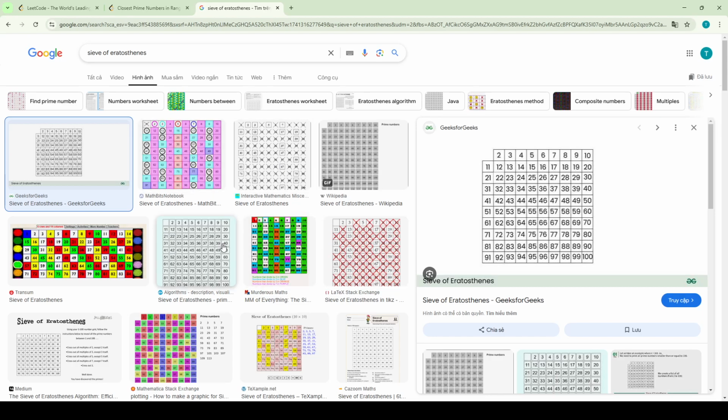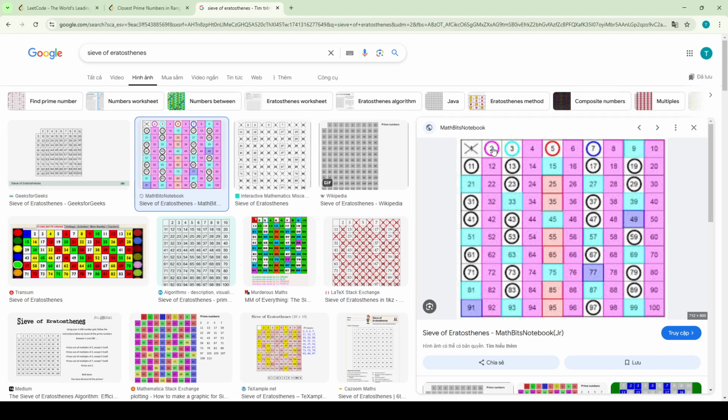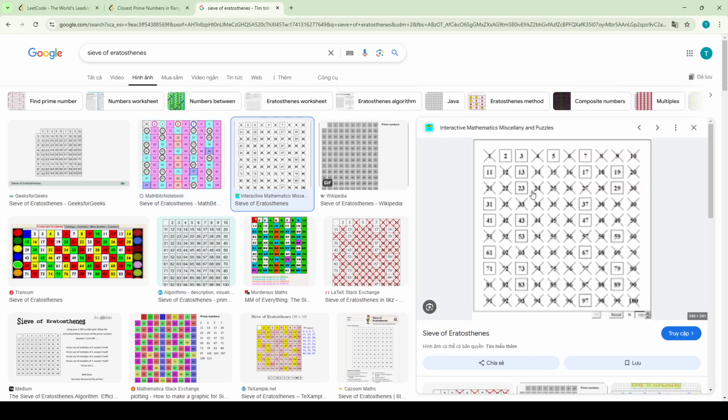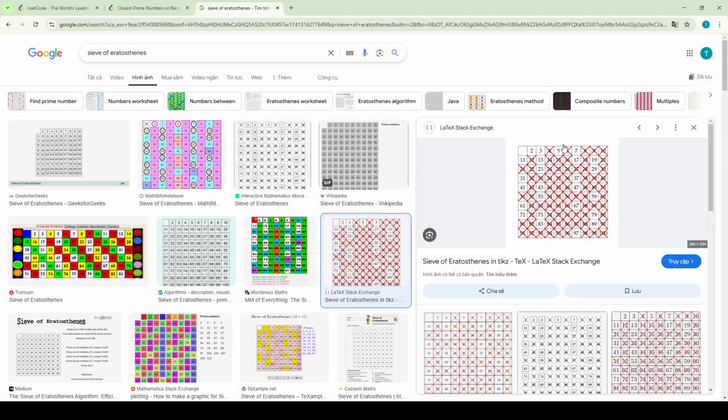So here, take a look. Here I come to 2, and I mark all of these, 4, 6, 8, 10, 12, 14, up until 100, as non-prime, since they are divisible by 2. So it's not a prime number, it's non-prime, and I'm going to mark it.